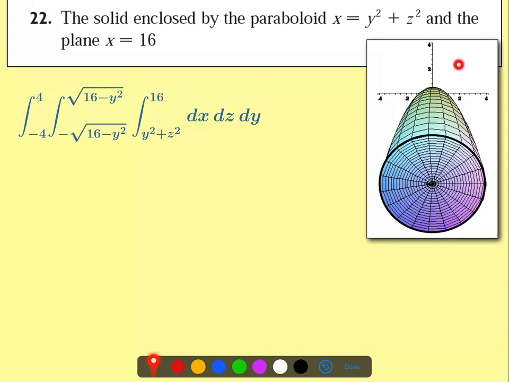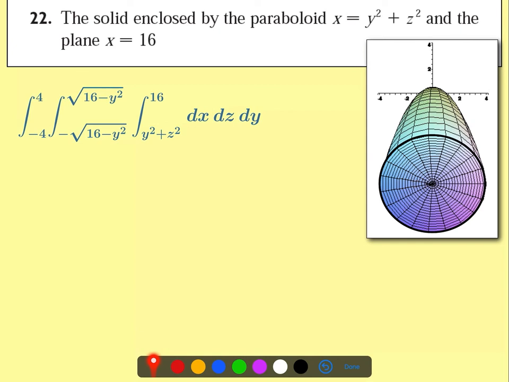Dx now we figure out by going in the positive x-axis direction. So we're going in this direction. We hit this paraboloid first, so that's where x equals y squared plus z squared. And then we hit this plane where x equals 16. So x equals 16 is there. So those are the limits of integration on x.